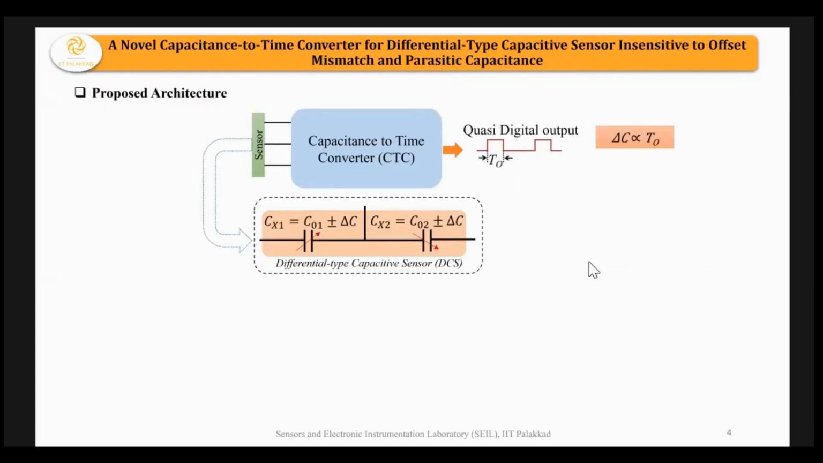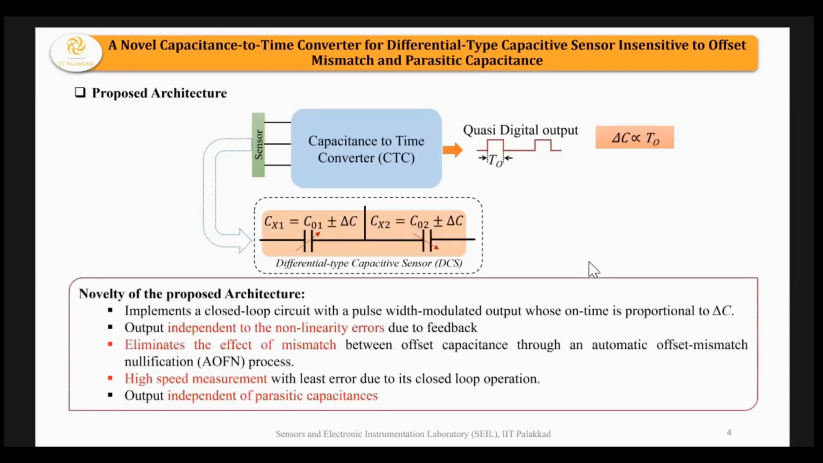This is the proposed block diagram, or proposed architecture. It's a capacitance-to-time converter whose output is a pulse width modulated output, and the on time period of that pulse will be proportional to the change in capacitance delta C. I have developed the circuit in such a way that the output is independent of the offset mismatch and the parasitic capacitance. That is the novelty of my proposed architecture.